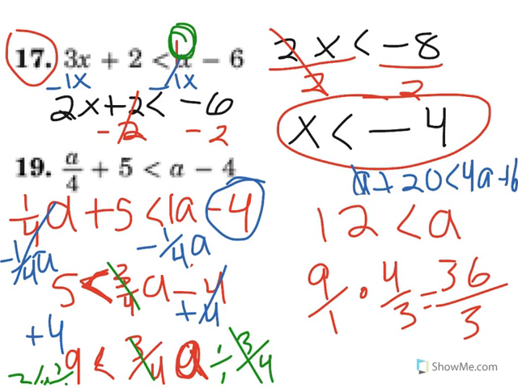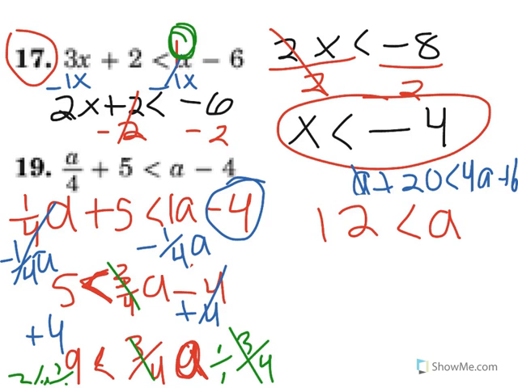So we have 12 is less than a. So that tells us our final answer is 12 is less than a. But to make it easier for us to graph, it's not necessarily proper, it's just easier to graph, let's flip all of that. And let's say a on the left side, 12 on the right side, but make sure the alligator is still eating the a. So that tells us a is greater than 12. So that's our final answer.